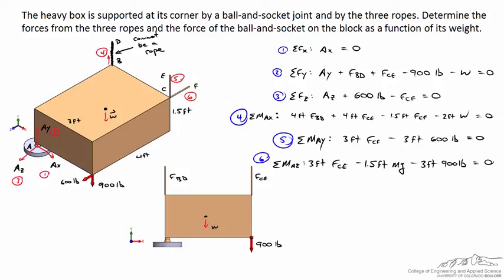We can get that by looking straight down the z-axis. And here from this perspective, we have AX acting in the x direction and AY acting in the y direction. We've got a counterclockwise moment for FCE with a lever arm of 3 feet, a clockwise moment due to gravity of 1.5 feet, and a clockwise moment of 900 pounds with a lever arm of 3 feet. So these are my 6 equations and 6 unknowns, and for a given value of W, we could solve for all 6 of these forces.